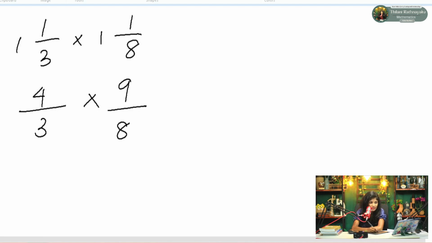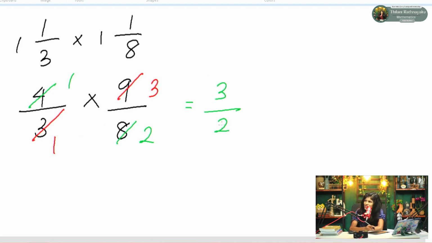Now I am going to simplify this one a little further. 3 times 1, 3 times 3, and 4 times 1, 4 times 2. So the answer is 1 times 3 is 3. 1 times 2 is 2. So is this the final answer? No. This is an improper fraction. So we have to convert this one into a mixed number. 1 1 over 2. This is our final answer.